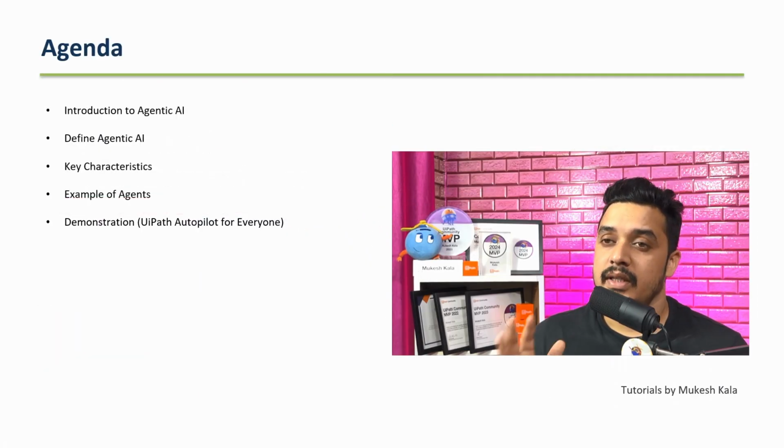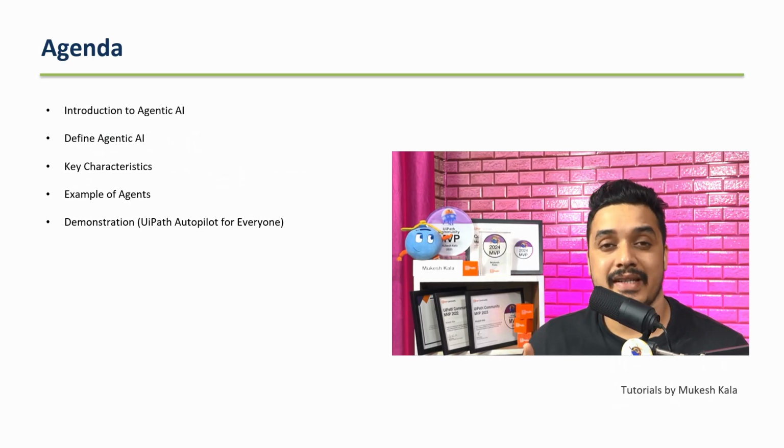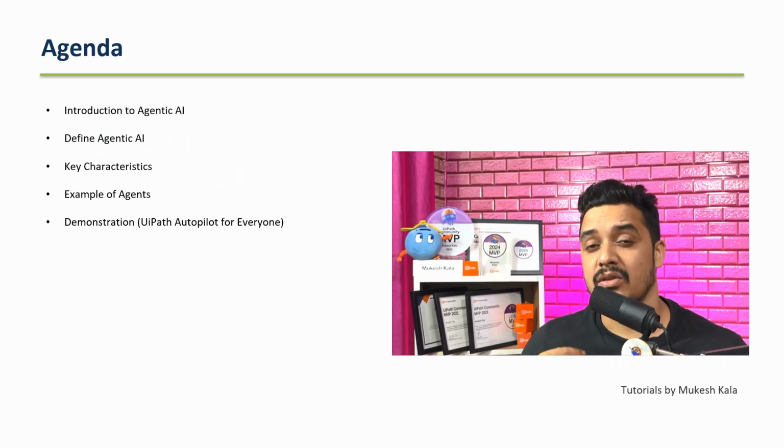Okay, so this is going to be the agenda for today's video. We are going to discuss what exactly is Agentic AI. Don't worry if you are an absolute beginner. I'll make sure that at the end of the video, you will have the concept clear. We are going to define Agentic AI and its characteristics. We are also going to discuss some examples as we go through the video. And lastly, I'm going to show you a quick demonstration of something called UiPath Autopilot for Everyone. Okay, so this will be our agenda for today.